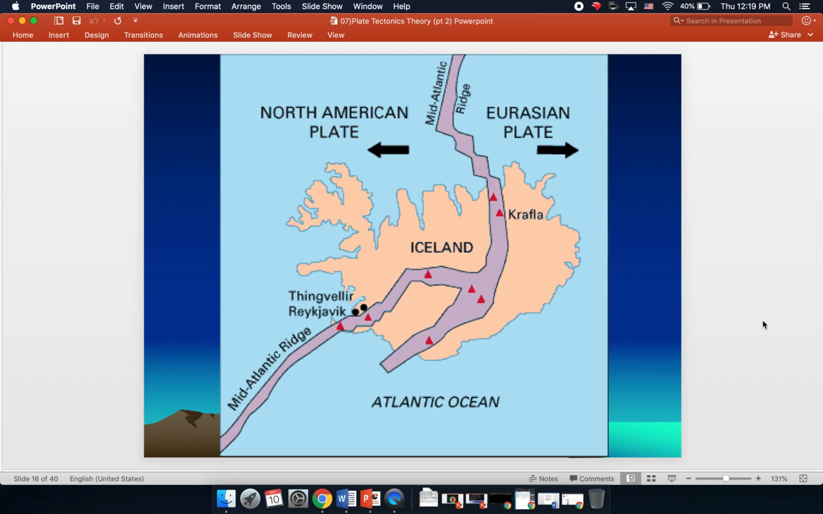Indeed, Iceland is actually a volcanic island. This formed from magma escaping from the Mid-Atlantic Ridge, building up enough over time that it grew taller than the ocean surface, forming the island of Iceland.